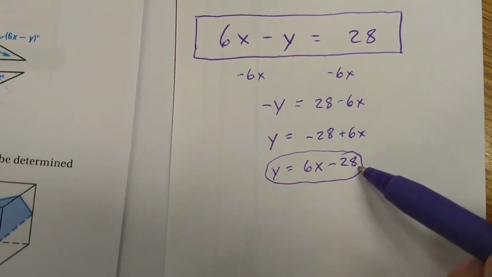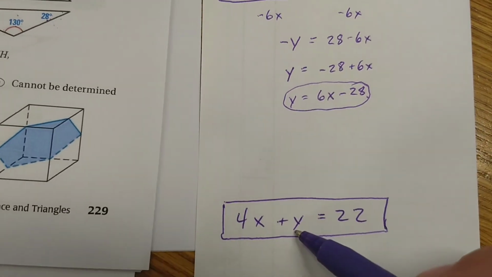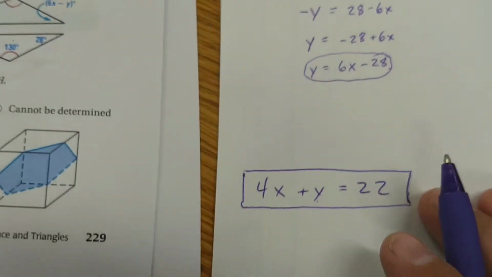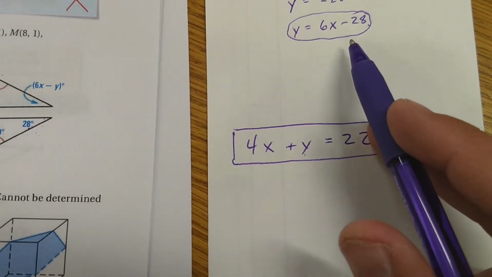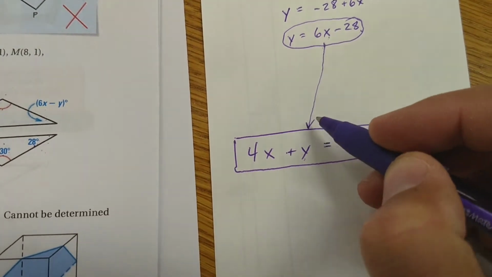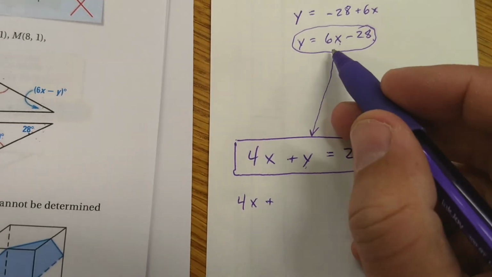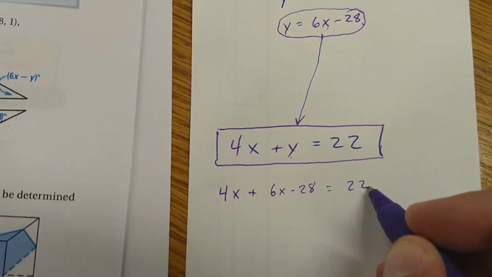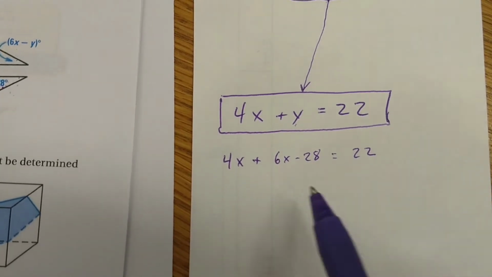And you might say, well, what's the point of doing that? Well, now I can use this because remember, we had this other equation, 4x plus y equals 22. Now I know what y is in terms of x. I know that y is 6x minus 28, so I can take this 6x minus 28 and plug it in for y. Let's rewrite this equation. 4x plus y, which is really 6x minus 28, equals 22. Now I've got an equation where I've only got one variable, and that's really what I need to have.